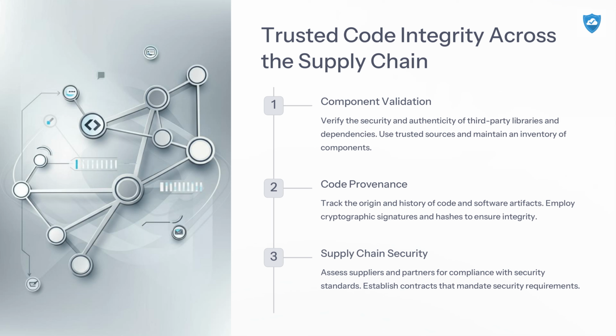Next, we look at code provenance, which is all about tracking the origin and history of code and software artifacts. This process employs cryptographic signatures and hashes to ensure the integrity of the code. Finally, supply chain security is addressed by assessing the security standards compliance of suppliers and partners. Establishing contracts that explicitly mandate security requirements is key in maintaining a secure supply chain.